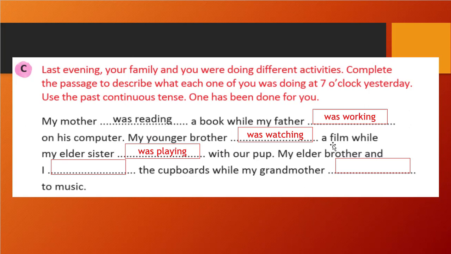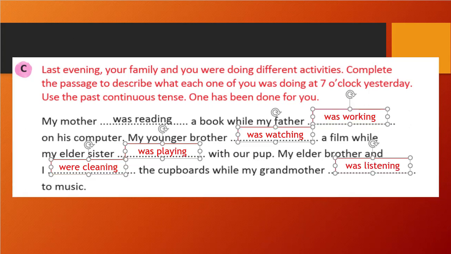My elder brother and I. So, here two are there, and that is plural. So, my elder brother and I, it is a plural. So, where will we use were? The cupboard while my grandmother, what can you do with a cupboard? You can clean that, right? So, my brother and I were cleaning the cupboard while my grandmother blank space music. So, what can you do with music? You can listen. So, my grandmother is singular. So, we will use was listening to music, right?